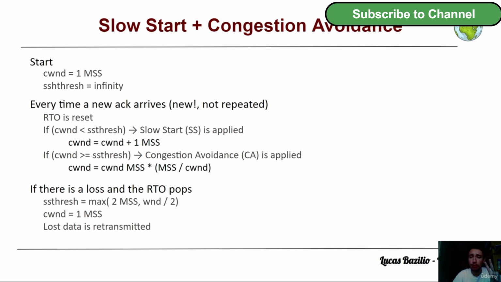Now remember that we have two phases. We have the slow start phase, where we keep incrementing the congestion window by one maximum segment size, and then we have congestion avoidance, where we increment the congestion window by a given proportion. So the most important part to remember from this algorithm, as we begin explaining question D, is that whenever we have a retransmission, we set the congestion window equal to one maximum segment size.